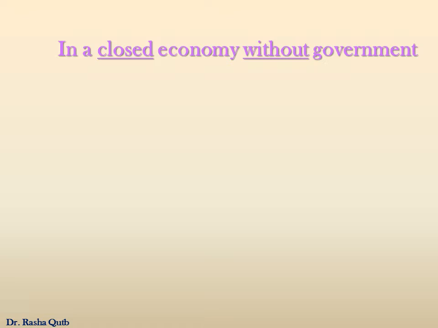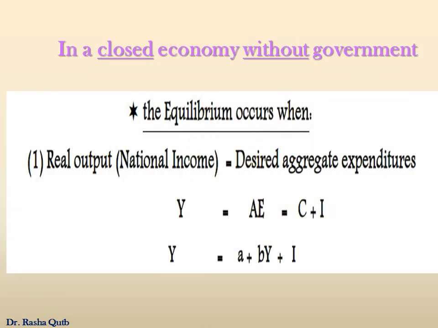Now, the equilibrium in a closed economy without government could be determined through two approaches. The first one occurs when national income, which represents the supply side of the goods market, equals the desired aggregate expenditures, which represent the demand side of goods markets. Concerning the supply side of goods markets, which is national income, in this case, it is divided between consumption and saving. Why? Because we are in a closed economy without government.